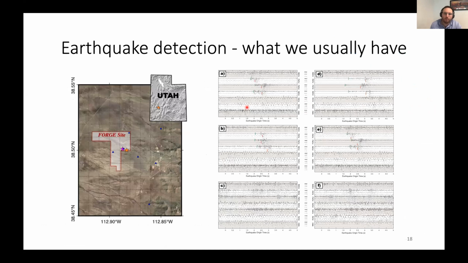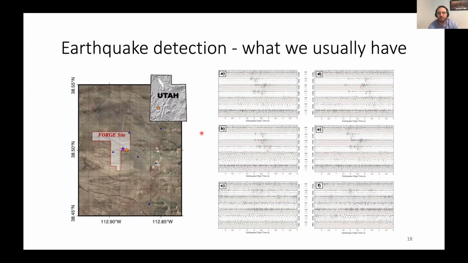Now, I think a more fair comparison for DAS would be a surface array, right? Because we're talking about long-term monitoring, and no one leaves downhole geophones for a very long time. So if we're talking about induced seismicity or CO2 sequestration or enhanced geothermal systems, stuff like that, what we're probably going to use for monitoring is a surface array. So this is a surface array deployed by the University of Utah Seismograph Stations at Forge. We have the 2 wells here and the surface arrays in blue triangles.